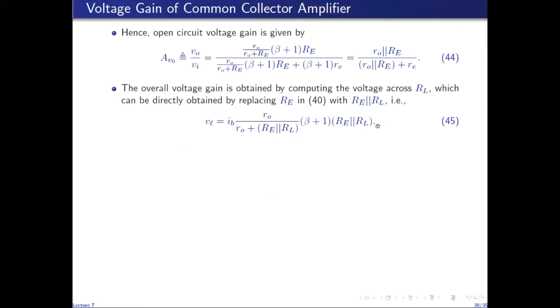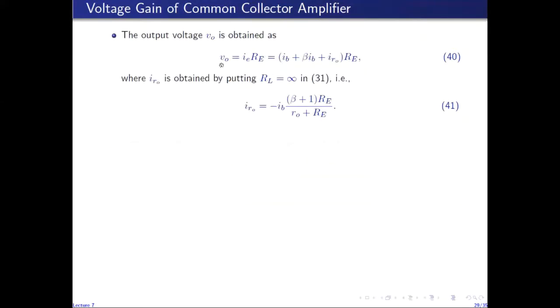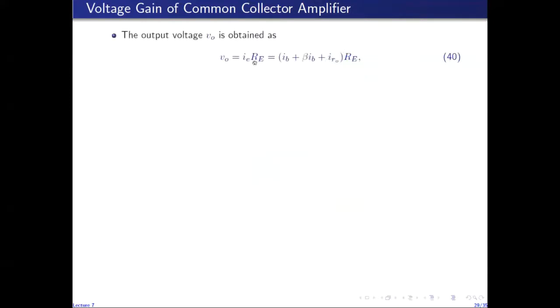You can derive this expression by following this method. So looking at the actual circuit where we have RL as well. RL in parallel with RE can be converted into a single resistor, and the load voltage is then given by IE times RE in parallel with RL. So we'll have RE in parallel with RL here.